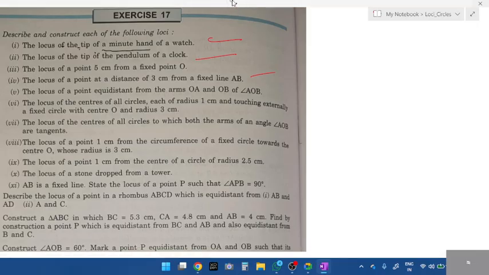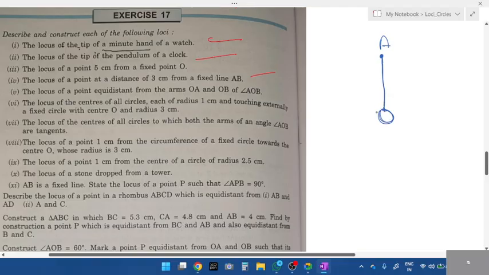Okay, second concept. The locus of the tip of a pendulum of a clock. Have you all seen a pendulum in physics? Did you do the pendulum experiment? What is a pendulum? Basically, a pendulum is a string and you have a ball or some kind of weight attached to it. This entire thing is known as locus. And this path, students, if I push it in this direction, see this locus.